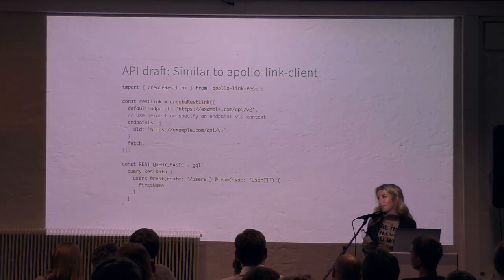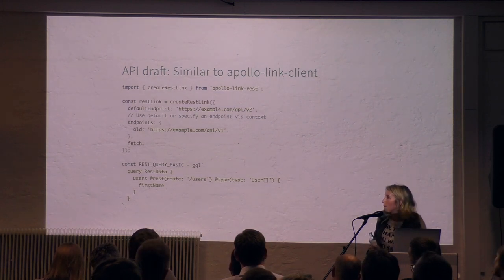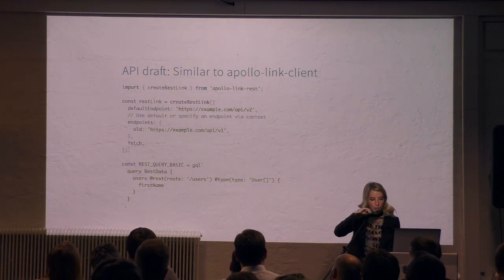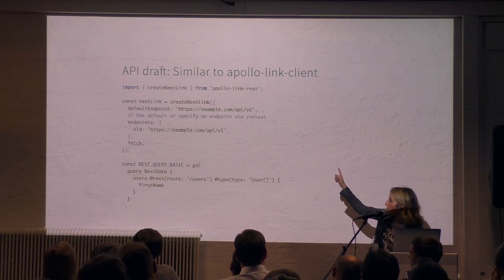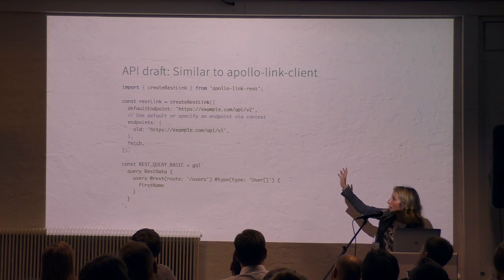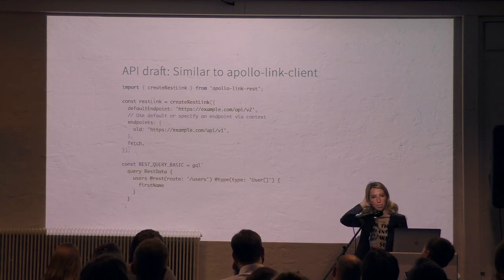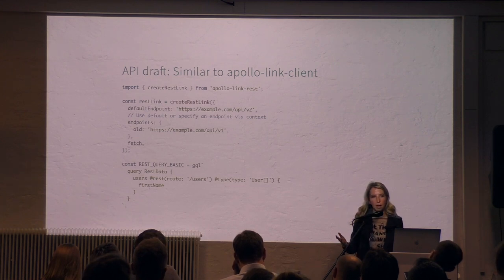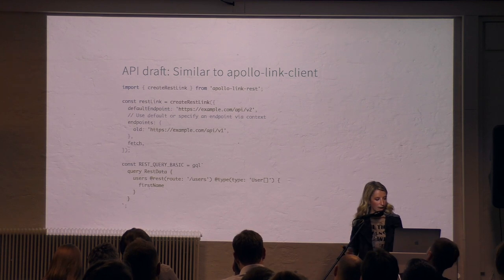So the API draft is super similar to the client link that we saw before. But instead of a resolver map, you're going to specify some sort of endpoint map. So you'll have a default endpoint, and then you can also have an endpoint map. Maybe you have an old API that you're using, or you want to be able to differentiate between different endpoints. And then you'll be able to specify the endpoint that you want via context.